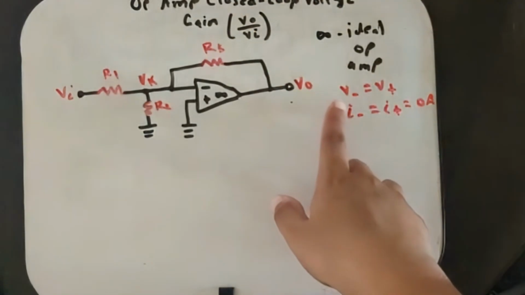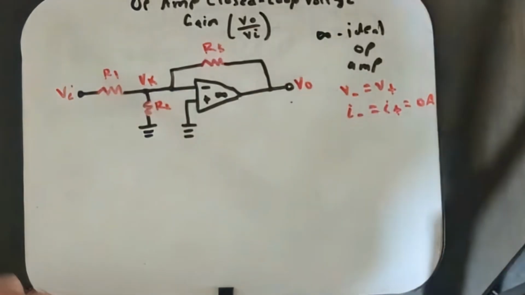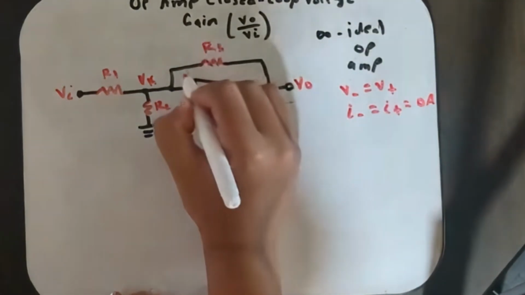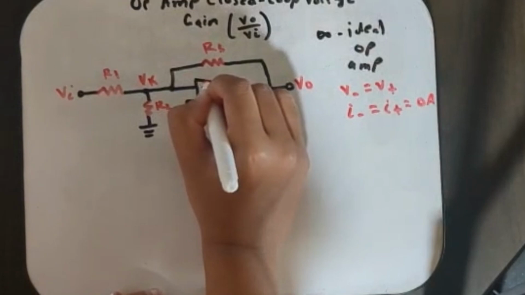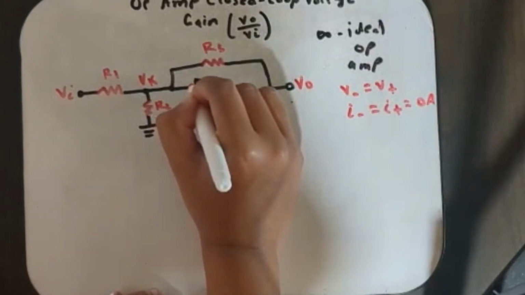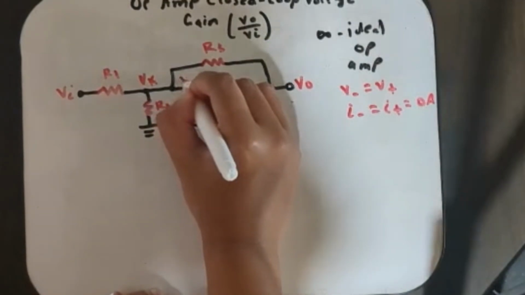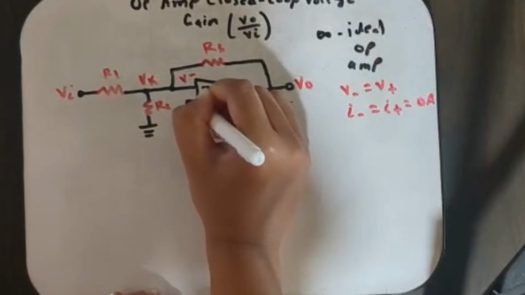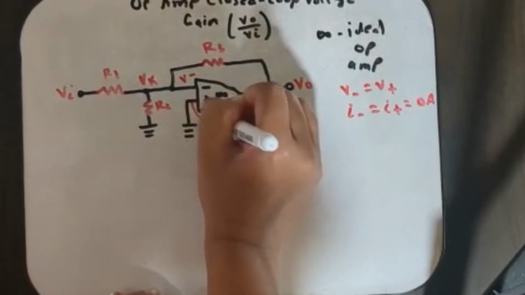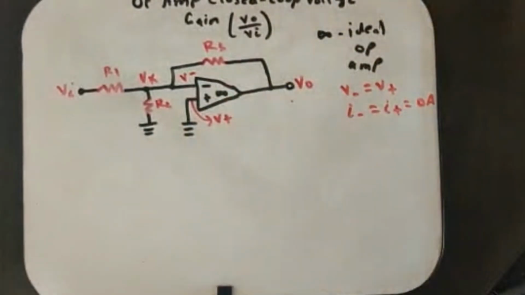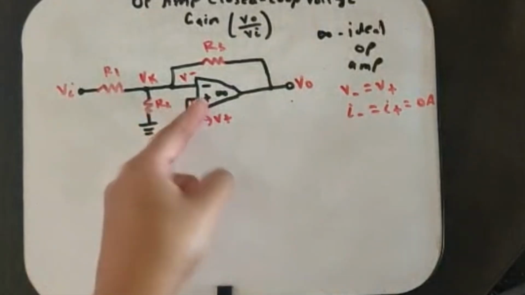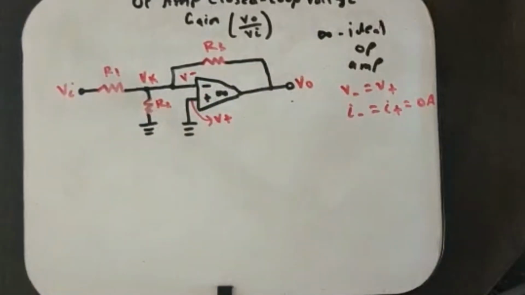The first is V minus is equal to V plus. That is basically this point right here. The voltage here is V minus, and this is V plus. So in the op amp, this negative symbol, the minus sign, is the inverting input side, and the positive one is the non-inverting input side of the op amp.